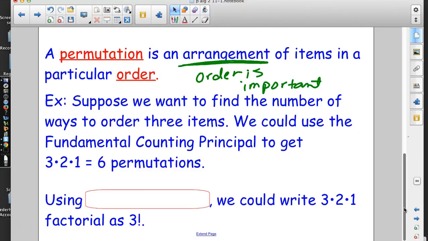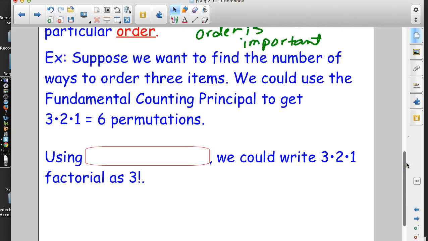Example, suppose we want to find the number of ways to order 3 items. Right there, there's the word order. We could use the fundamental counting principle to get 3 times 2 times 1. And that's because we could go after this with the slot method, which is basically the fundamental counting principle. And say, okay, first slot, how many choices do I have to pick an item? 3. Those 3 items were sitting right here in front of me. I picked one, put it up there. Well, now I can't pick that one again. It's already been picked. It's the first one.